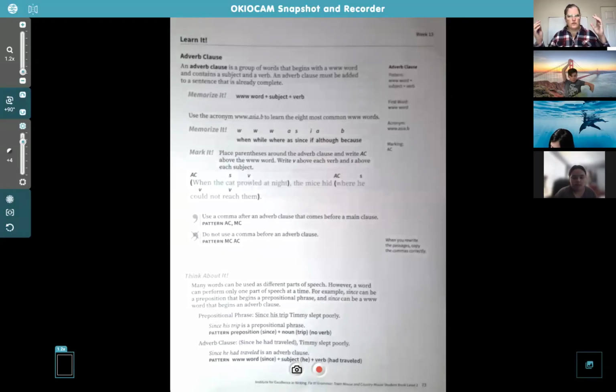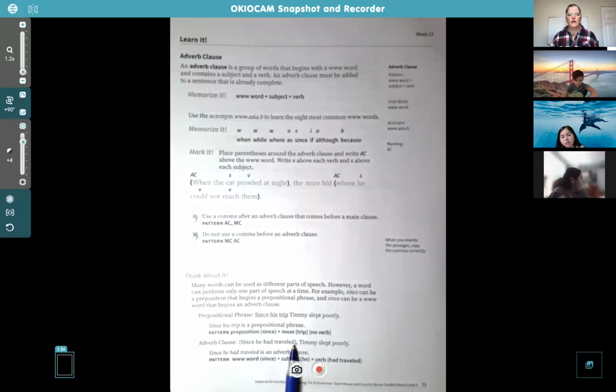If it's the word since, if it does not have a verb next to it, then it's going to be a prepositional phrase. If it does have a verb next to it, then it'll be an adverb clause. And here's your example of an adverb clause. Since he had traveled. Had traveled, those are two verbs together. We have traveled, that's an ed verb, and then had is a helping verb here. So since those verbs are near the word since, this is going to be an adverb clause.